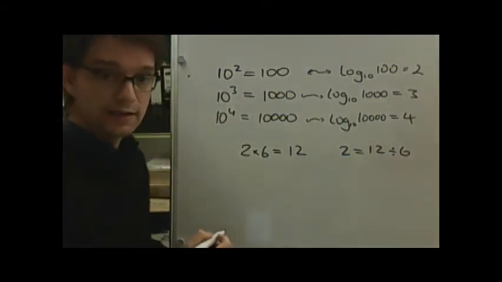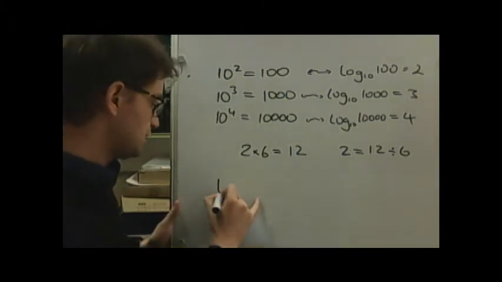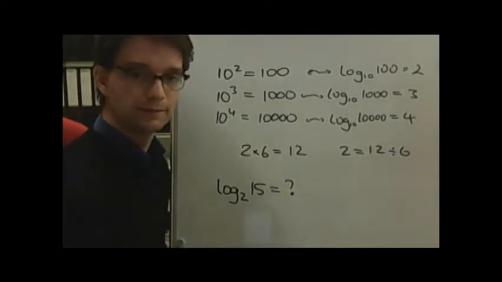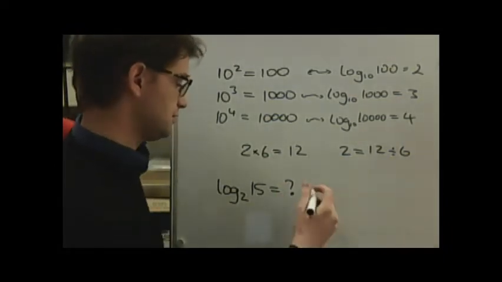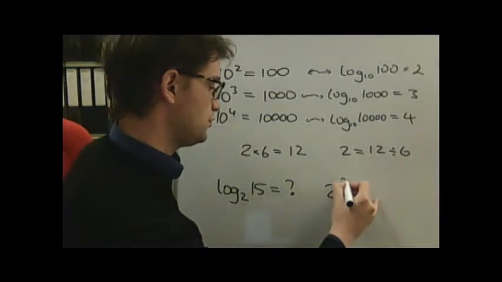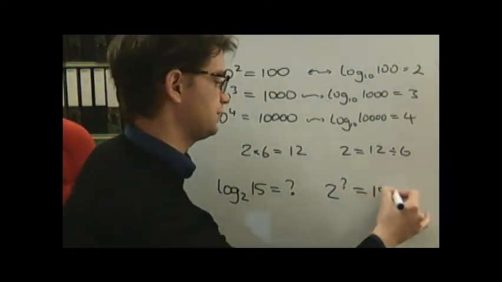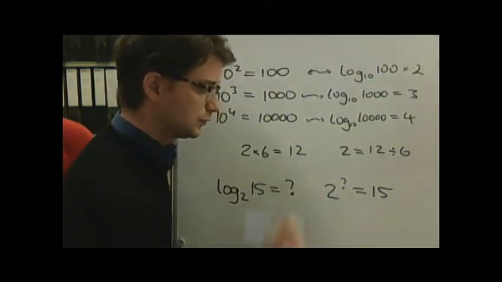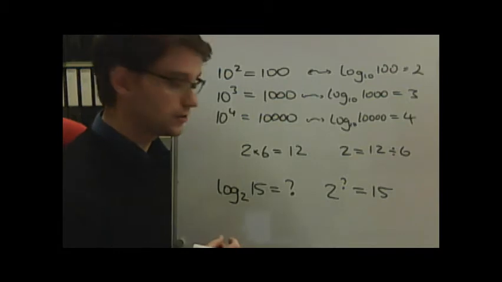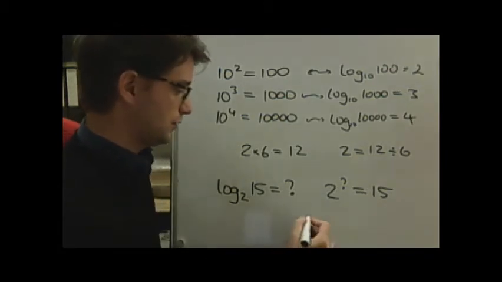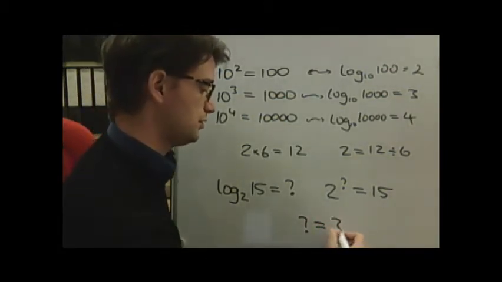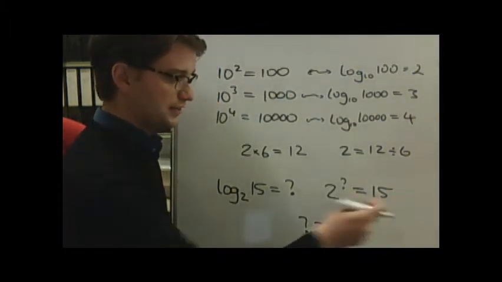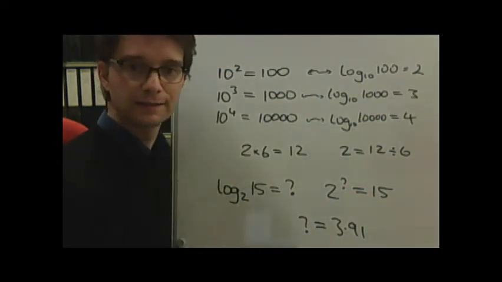So what that means is that asking what is log to the base 2 of 15 is the same as asking 2 to the power of what equals 15. These are two different but equivalent questions. And I think it probably wouldn't surprise you to know that this is about 3.91, because 2 to the 4 is 16, so it's a bit less than that.